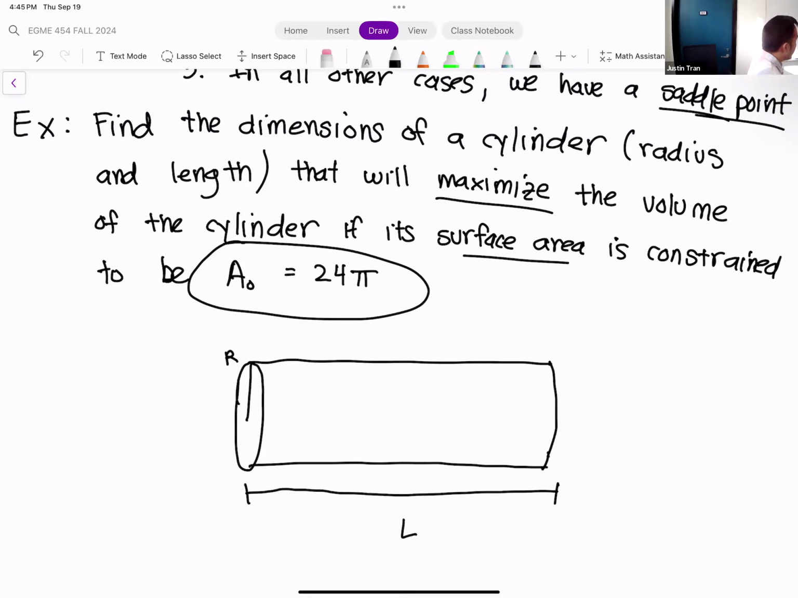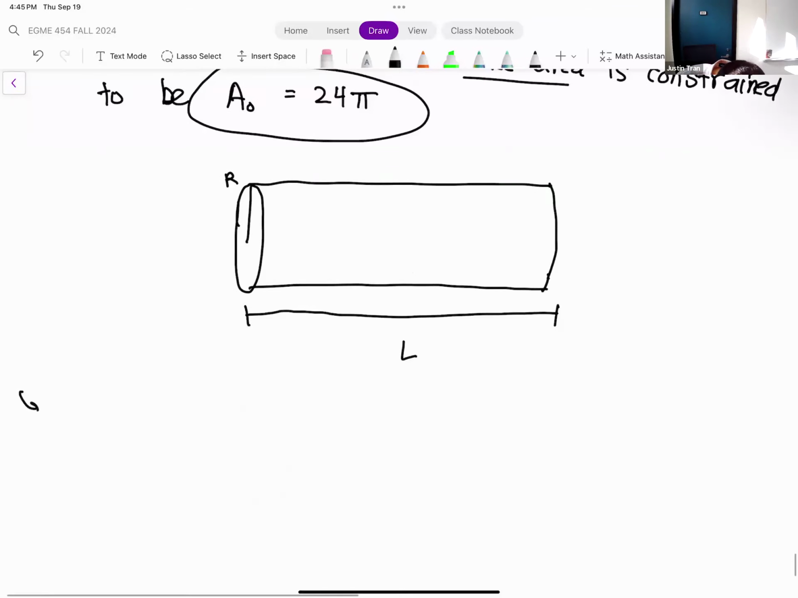Okay. All right, so in this case, we're given just a word problem, and so we're not explicitly given the mathematical forms of the objective function or the constraint. So let's do that first. So step one, let's formulate.